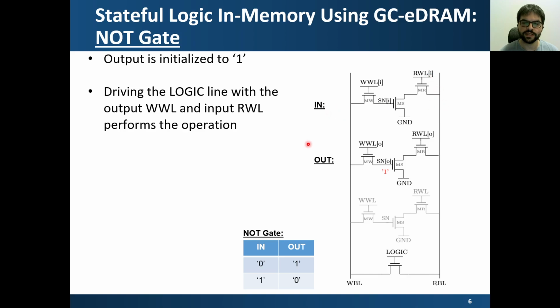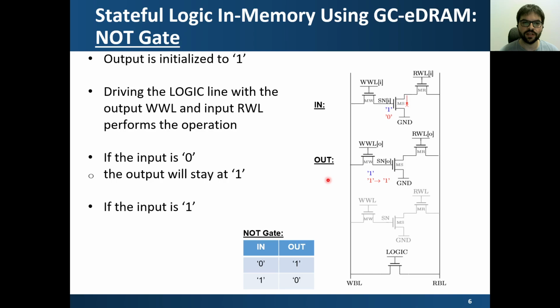Now, how will this perform a logic operation? If the input stores logical 0, then this storage node is discharged. So this transistor will be closed, will not be conducting, and there will be no discharge path from the storage node of the output, and it will remain as logical 1, it will remain charged.